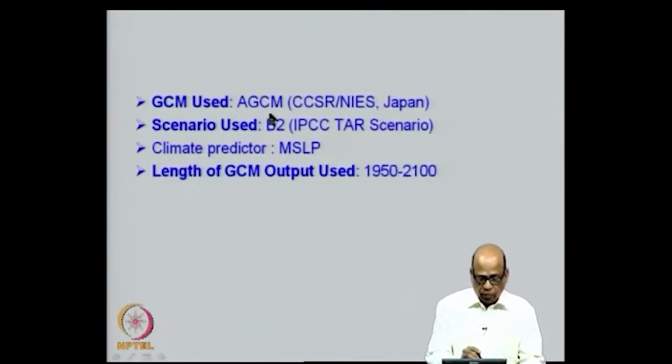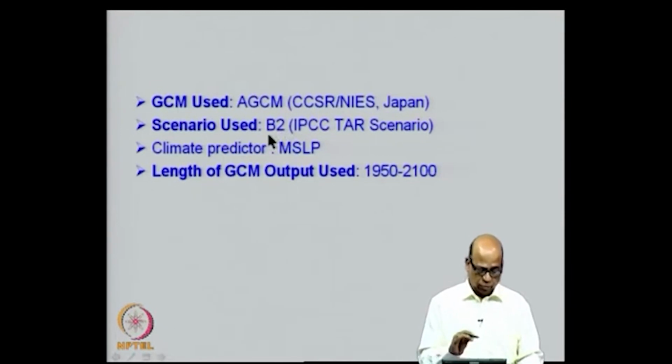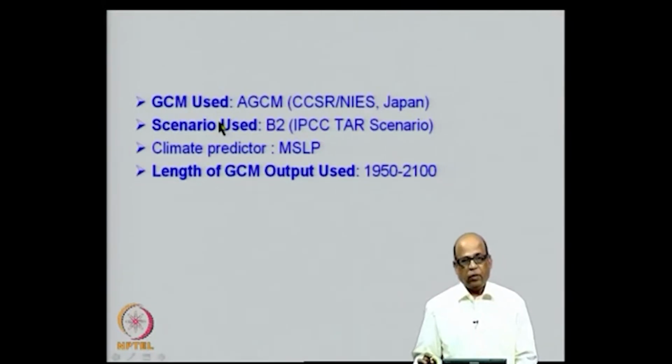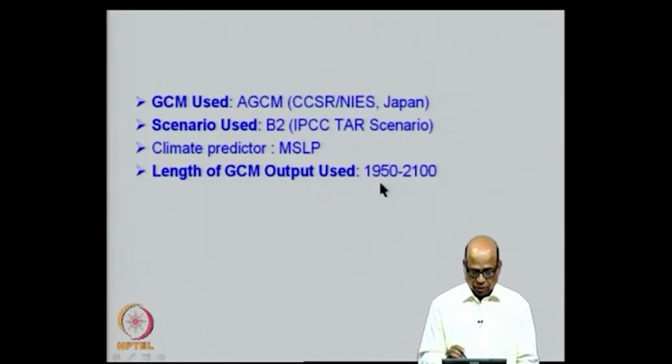In this particular case, we use the GCM of CCSR Japan, and we use one of the scenarios just for demonstration. It is called the B2 scenario, from the third assessment report of the IPCC, the Intergovernmental Panel on Climate Change. We use the climate predictor MSLP to begin with, mean sea level pressure, and we relate it with the precipitation at the Orissa meteorological subdivision. The GCM outputs are provided up to 2100. So, you have output for calibration of your models, as well as projections into the future. We use 1950 to 2100.